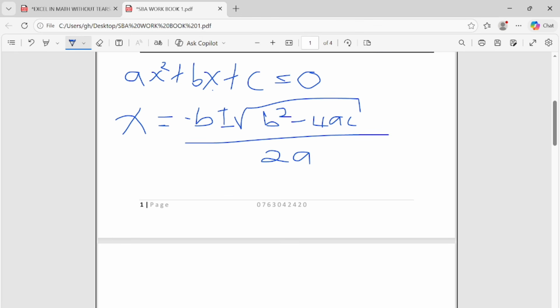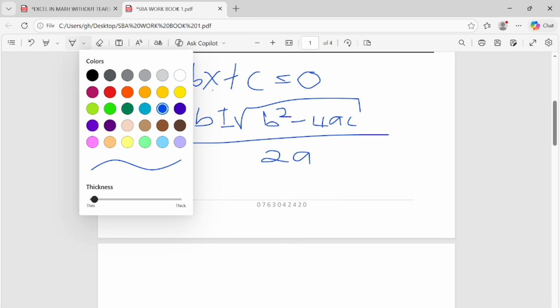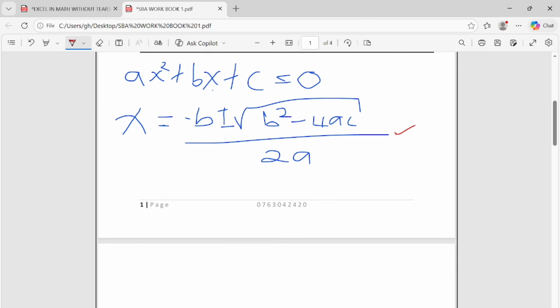So we just substitute in the values of a, b, and c. But now we are saying, how do we arrive at this bulldozer method? How do we arrive at that? We arrive at that by the completing square method.